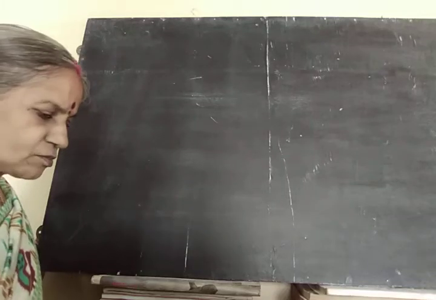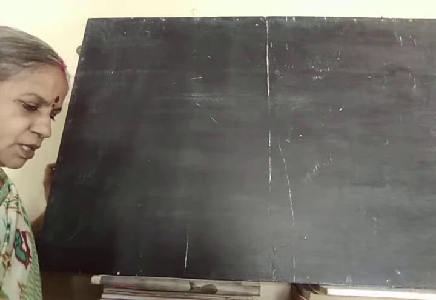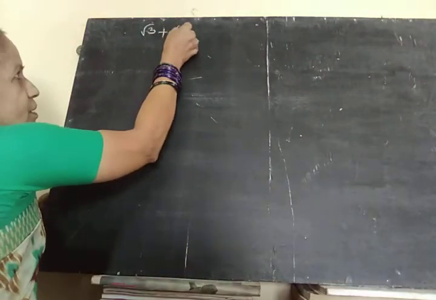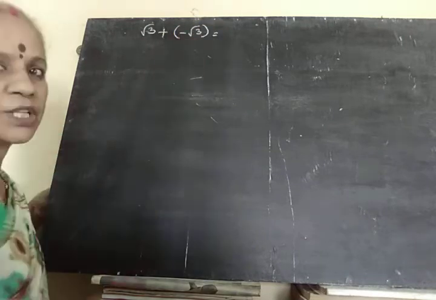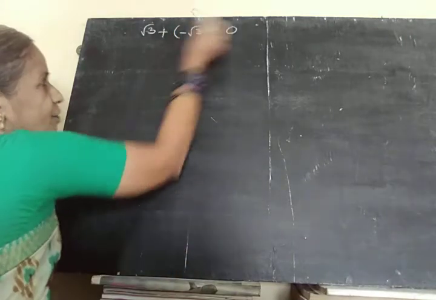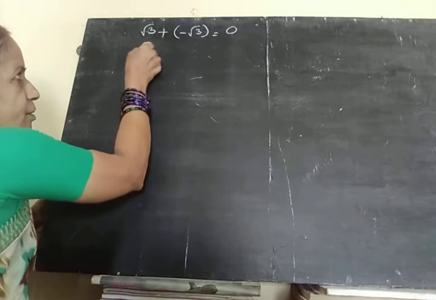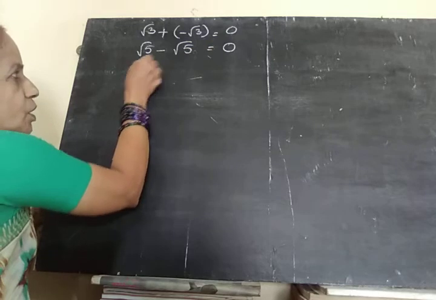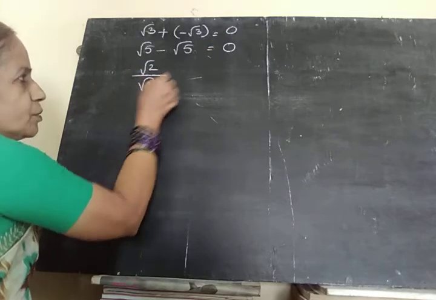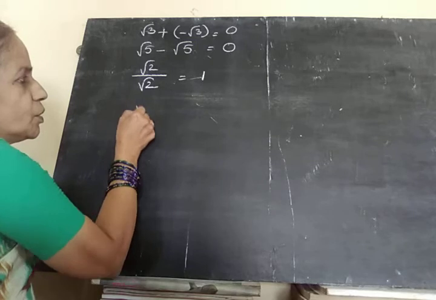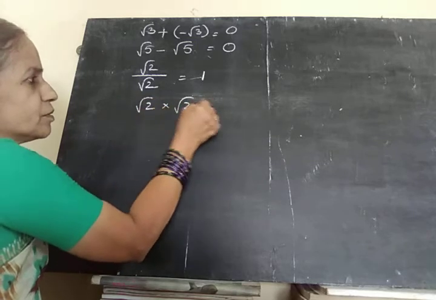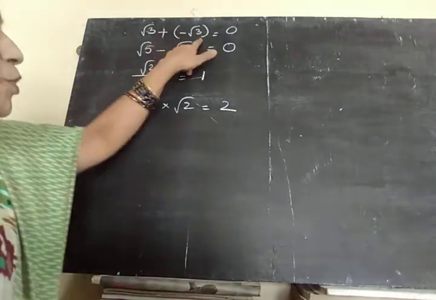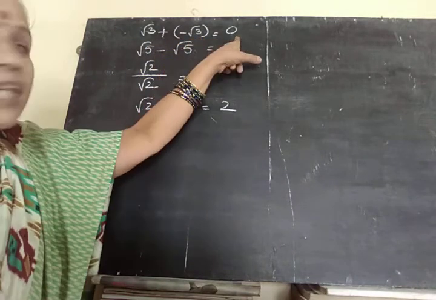Children, about irrational numbers, see: root 3 plus minus root 3. How much? 0. And root 5 minus root 5, 0. And root 2 by root 2, 1. Root 2 into root 2, whole square is 2. See here, observe that the sum of two irrational numbers can give a rational number.